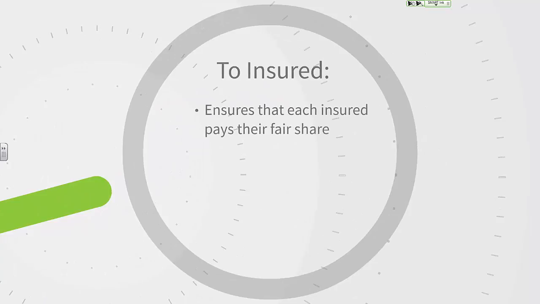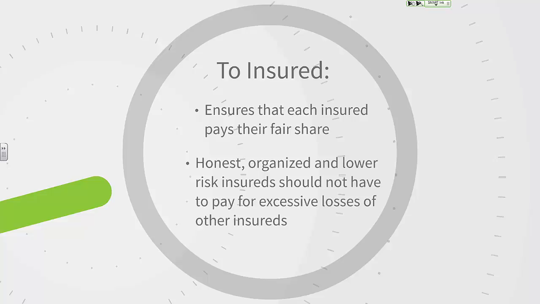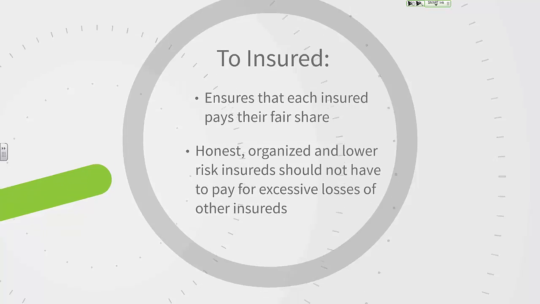To the insured, it ensures that each insured pays their fair share. Honest, organized, and lower risk insureds should not have to pay for excessive losses of other insureds. If the underlying exposures were not audited, then insureds who didn't accurately report their exposure would get away with it, and this would cause the losses of the whole pool to be higher than they should be. Honest and lower risk insureds would end up having to pay more than their fair share of losses.